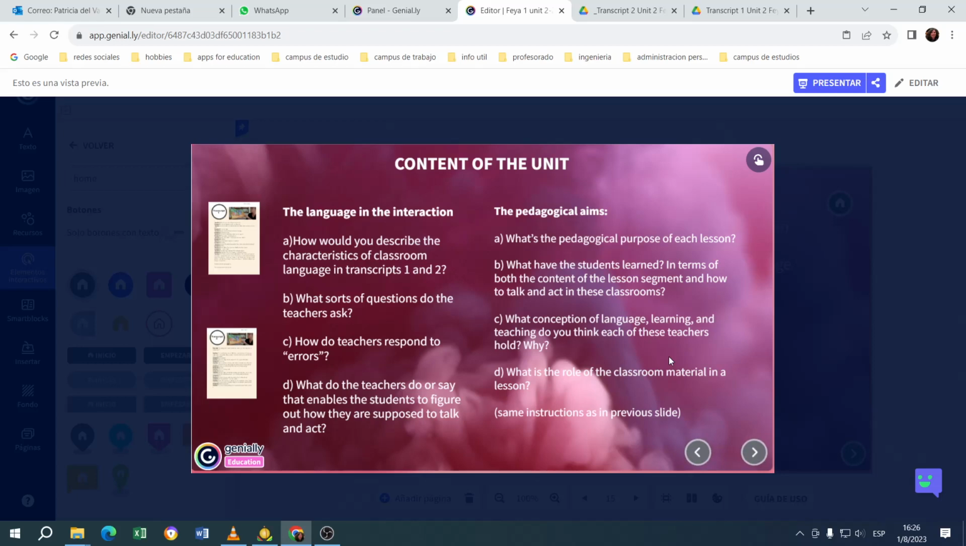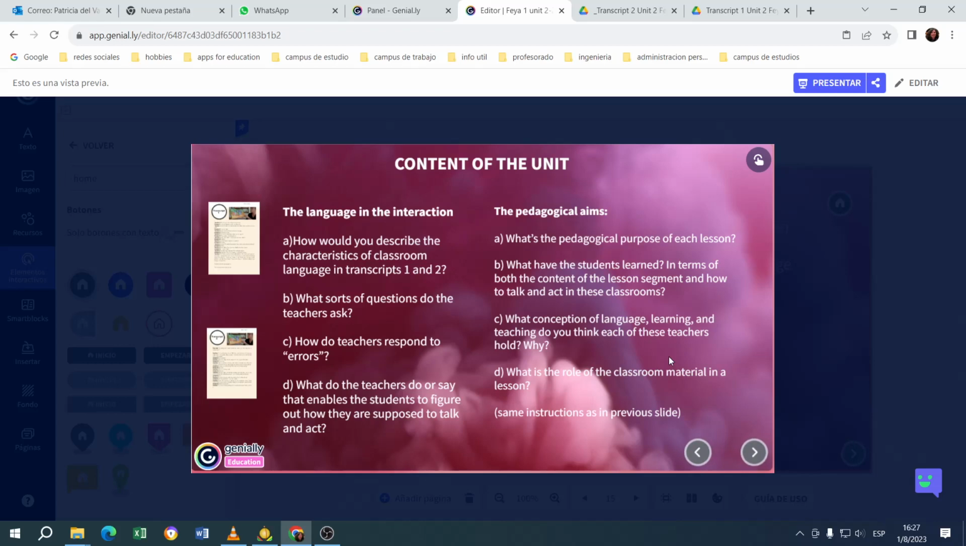So, we see that the same material can produce two very different lessons. One exemplifies a more traditional approach or methods previous to communicative language teaching. The other one, transcript number 2, is much closer to what we should do in the classroom, especially when we work with material like this, a story.